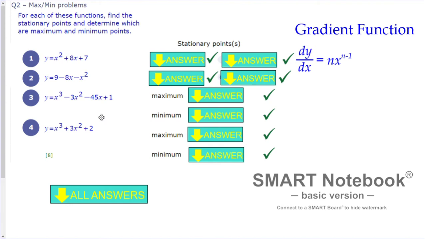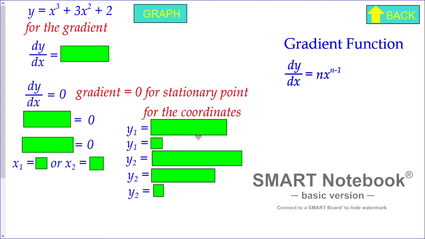The next one I would like to try, I believe, is number 4. Let's have a look. There it is. Number 4, we have x cubed plus 3x squared plus 2. Now this one is going to be a cubic, so it's going to be a different shape. But let's first do what we have to do. In a cubic, there are going to be 2 stationary points. Okay? The higher you go, the more stationary points.